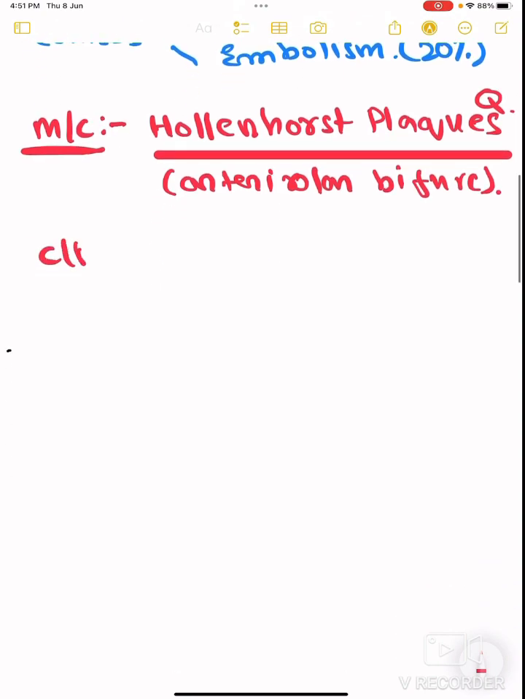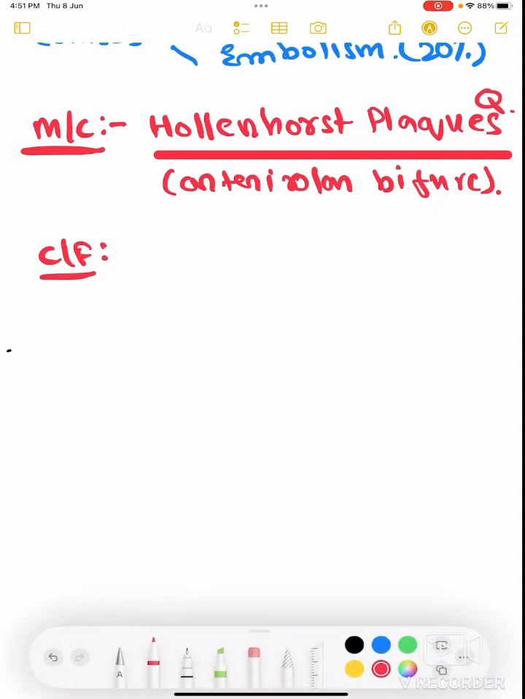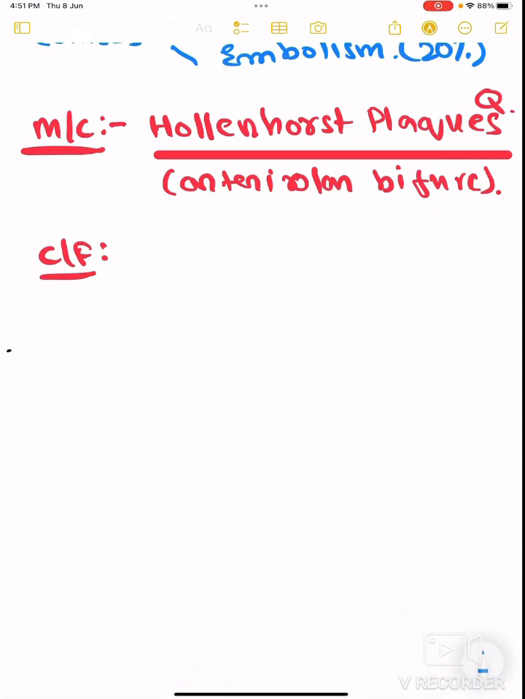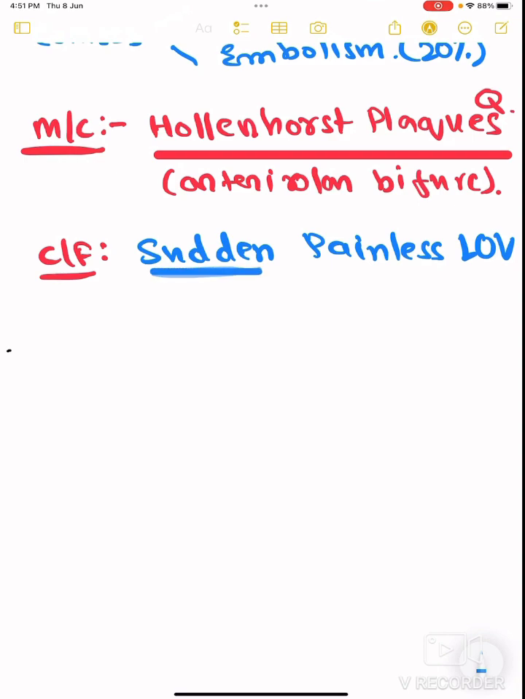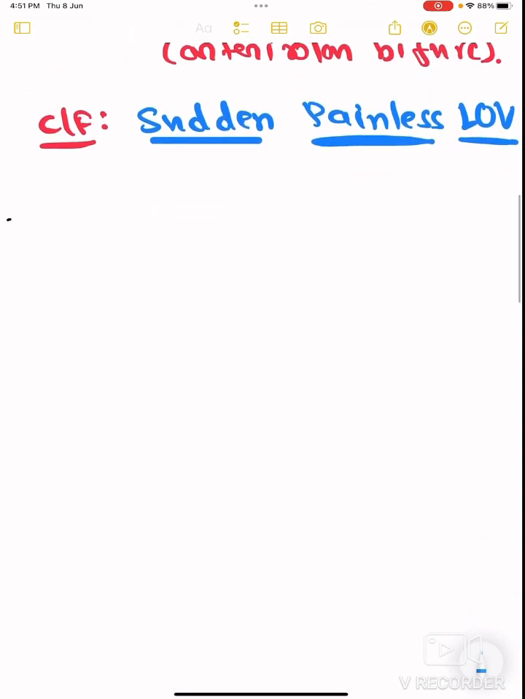What is the clinical feature of central retinal arteriolar occlusion? The clinical features are sudden, painless loss of vision. It is sudden, it is painless, and there is loss of vision, not diminution of vision.